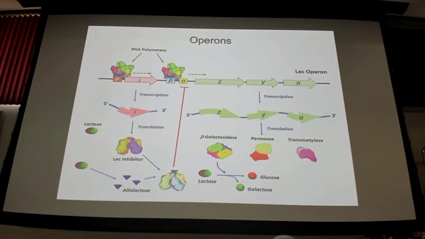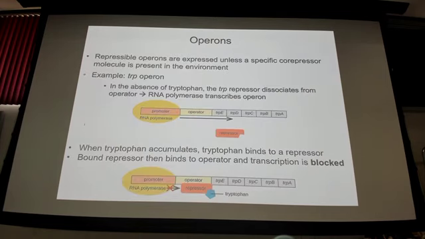And then voila, you get all 3 genes in that operon expressed, and you get the ability to now break down the lactose that's present in that system.